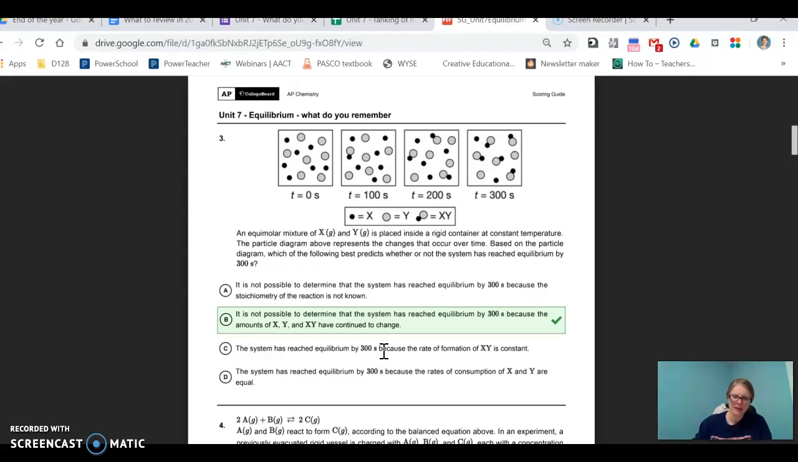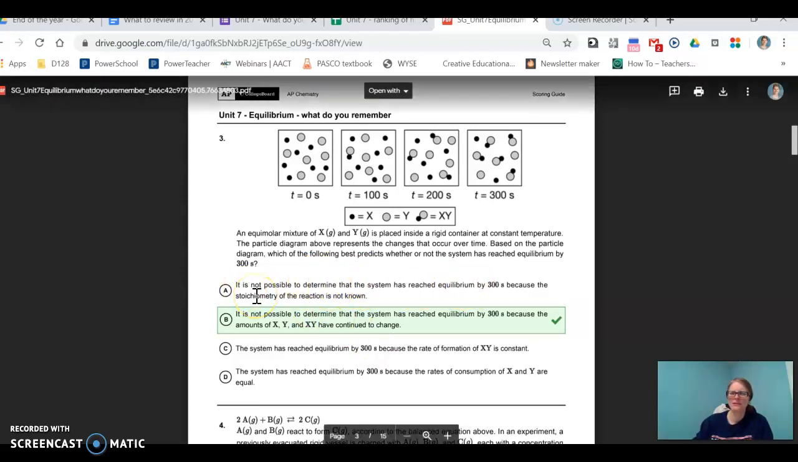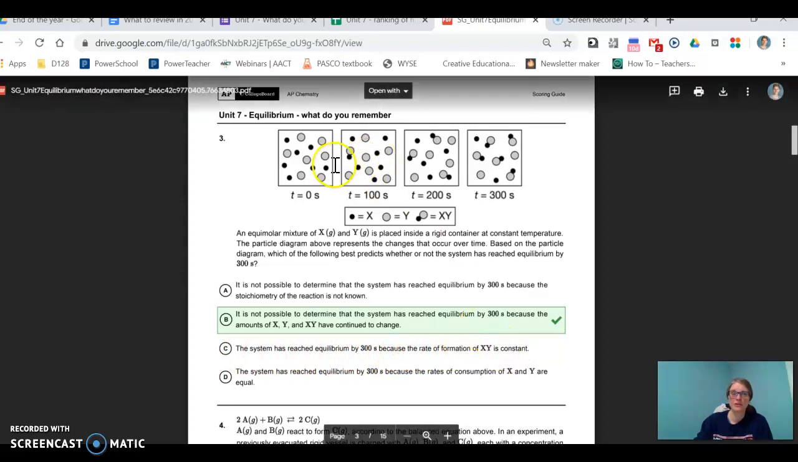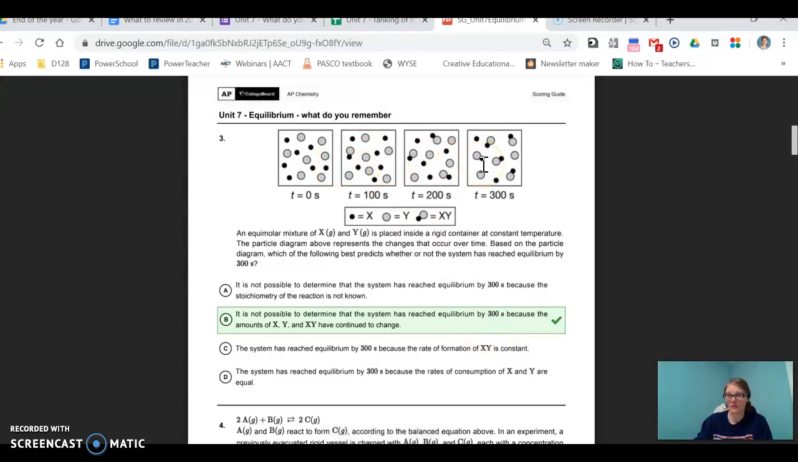If you look at A, this is talking about the amount of what kind of stoich we have. Knowing the stoich doesn't tell us if it's in equilibrium or not, so that has nothing to do with it. C isn't a good answer because it talks about the rate of formation of xy as constant. For one, the pictures don't show a constant rate in which it's being made. And two, just having a constant rate doesn't necessarily mean it's at equilibrium.